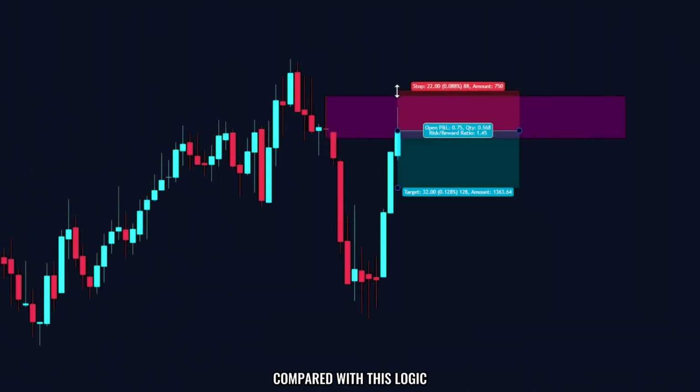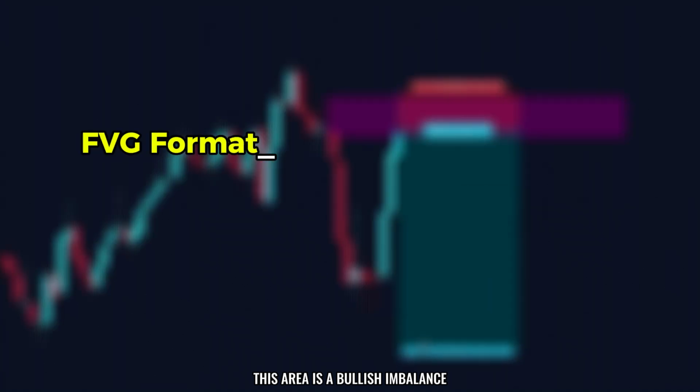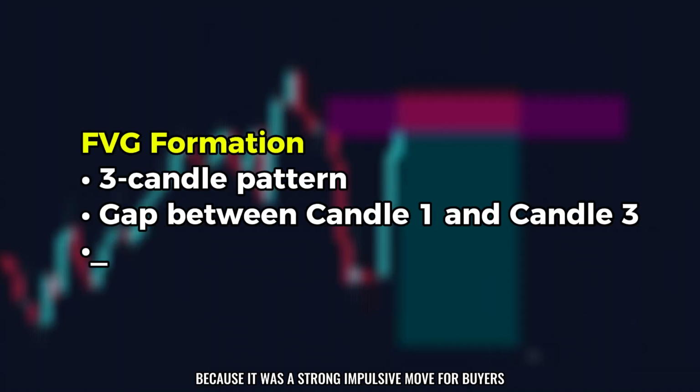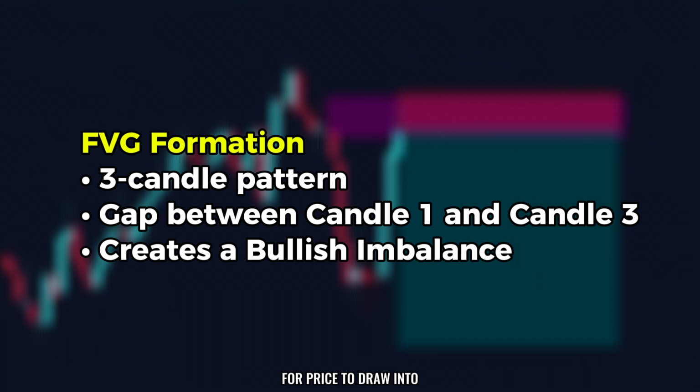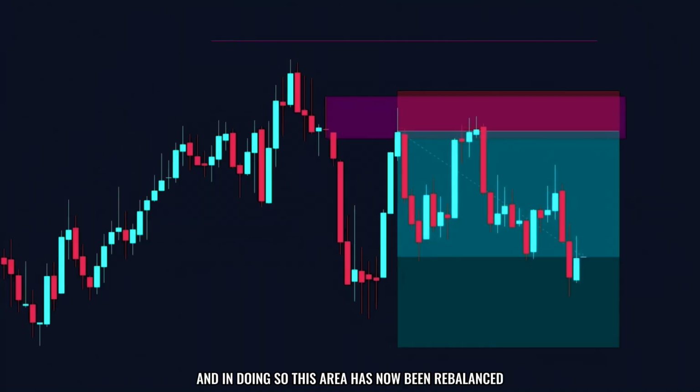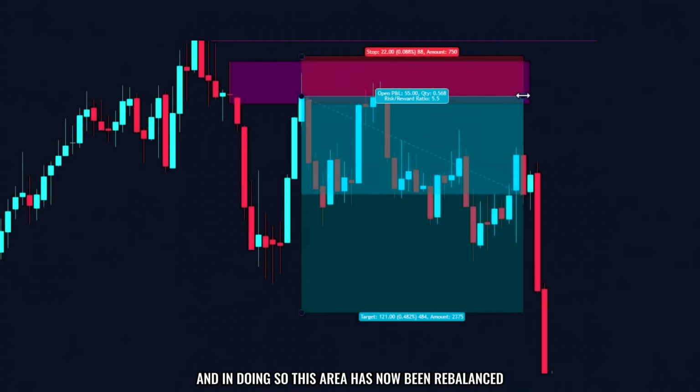Compared with this logic, this area is a bullish imbalance because it was a strong, impulsive move for buyers, meaning in the future we can expect it to act as a magnet for price to draw into before continuing the upward move. And in doing so, this area has now been rebalanced.